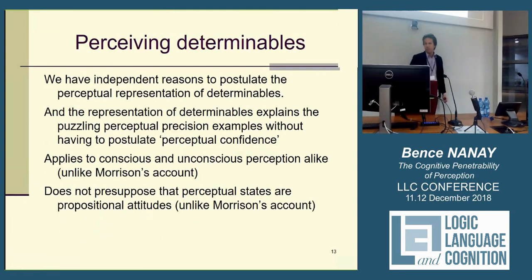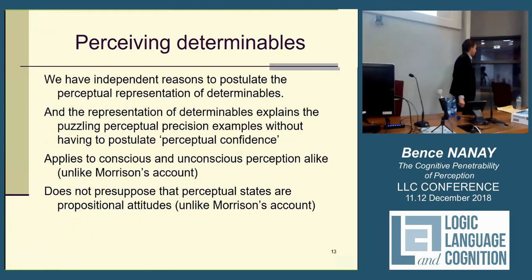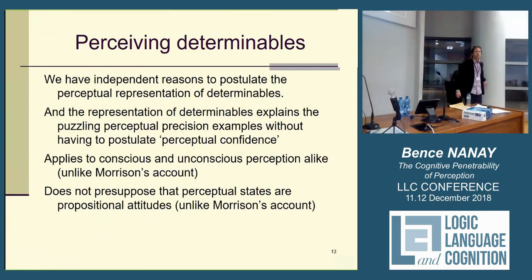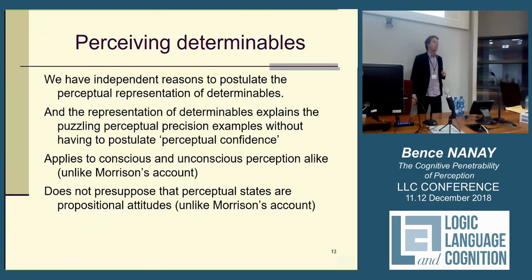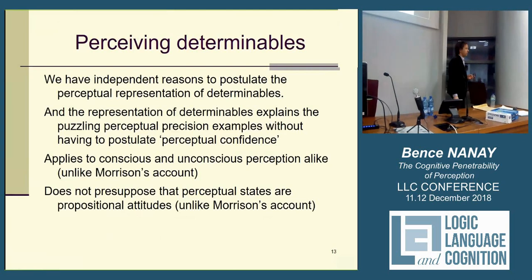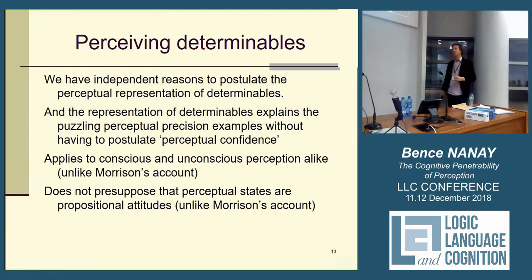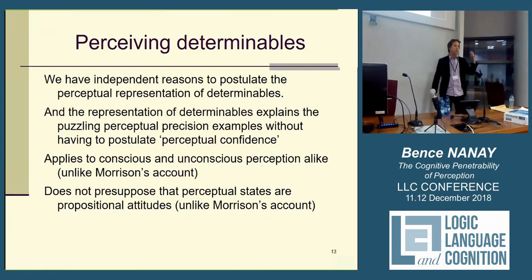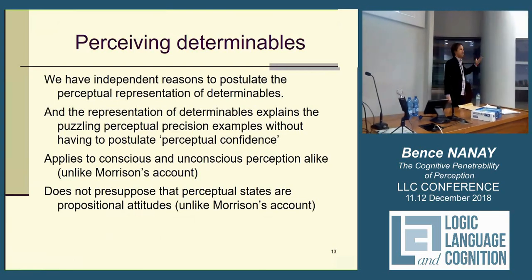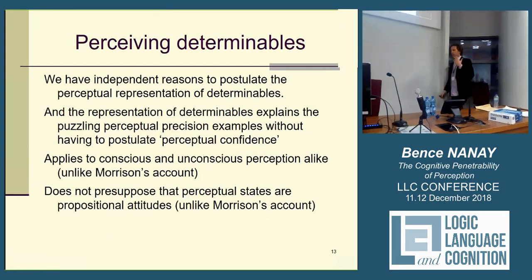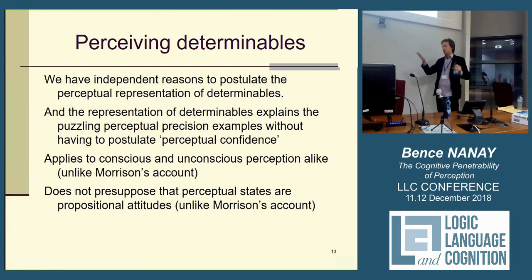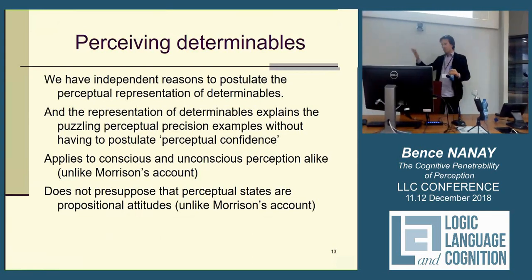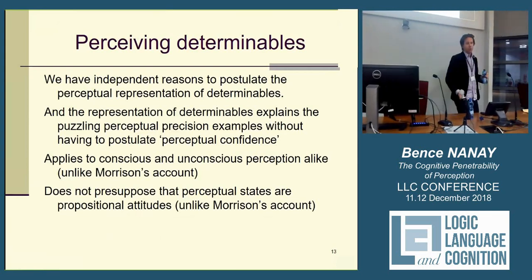Okay. One important thing is that while Morrison is really focusing on perceptual experiences, really conscious perceptual states, what I'm talking about would be equally applicable to conscious and unconscious perceptual states. We have plenty of evidence from many of the experiments that are supposed to show us that there are unconscious perceptual states. They also are going to have content that would be the attributed properties that can be more or less determinate.